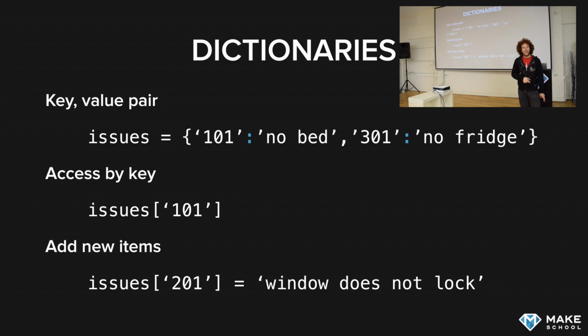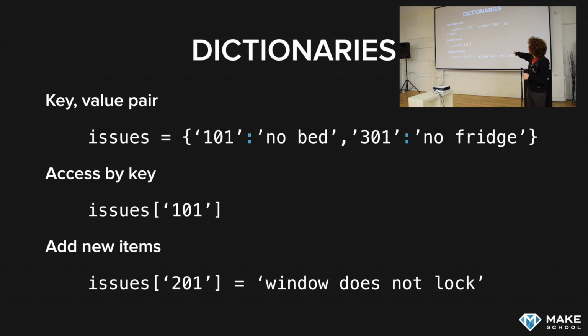Our last type for today, dictionaries. Dictionaries are a pair of keys and values. If you come from a Java background, you might know them as maps. And so they do not have order, but you can access elements in them by key. So here I have a dictionary of issues with dorm rooms. 101, no bed. 301, no fridge. You'll notice the syntax here. Curly bracket. So lists, square bracket. Tuples, parentheses. And dictionaries, curly brackets. The keys and values are separated by colons.